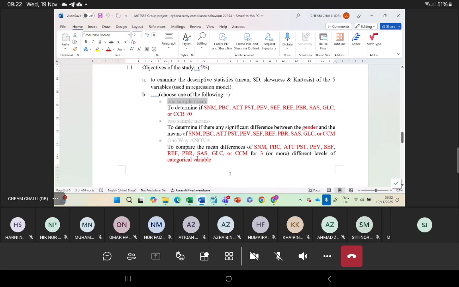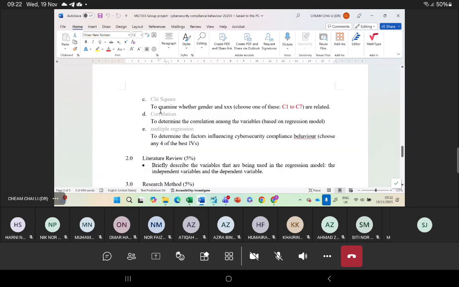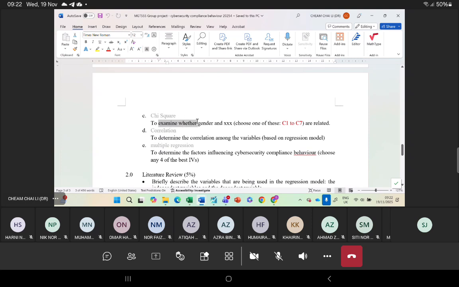Buat benda ni kita dah belajar dalam class and also tutorial. So this is the time that you practice. You use the real data yang you collect sendiri and then you run the analysis, right? So yang tu B. And then C, you're gonna check the chi-square, right? Chi-square di sini saya dah mention specifically. You ambil gender and you choose lah question from C1 to C7, right?